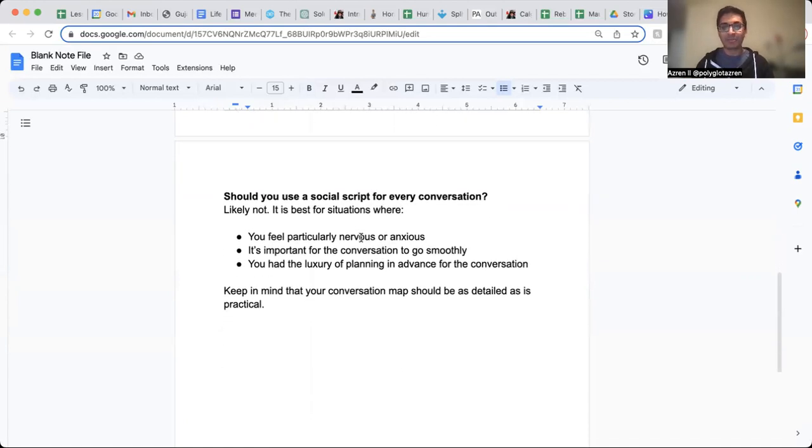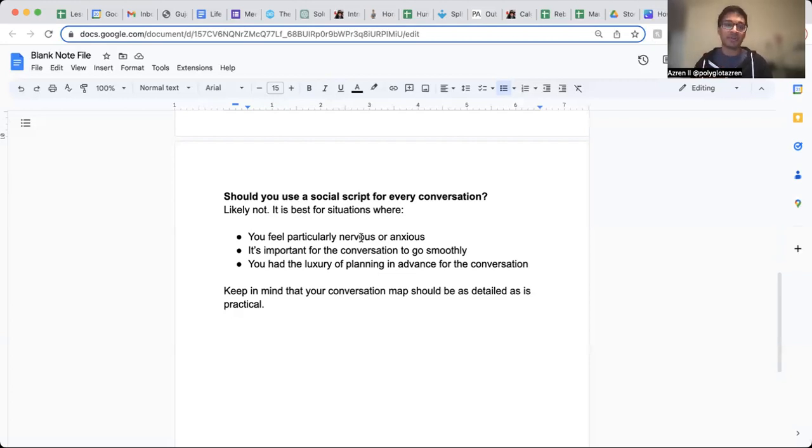Last thing before we look at an actual map here: should you use a social script or a conversation map for every conversation you ever have? No, probably not. Conversation maps are best for situations where you feel particularly nervous or anxious. It could be because talking in another language makes you nervous or anxious. It could also be because you know there are topics that are probably going to come up and you don't have the language to talk about those topics. That's also a time where you might be able to use it.